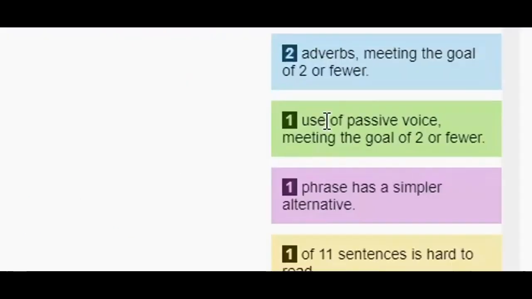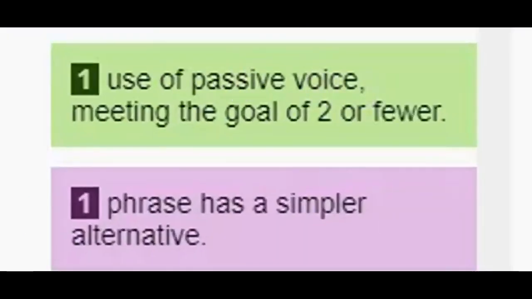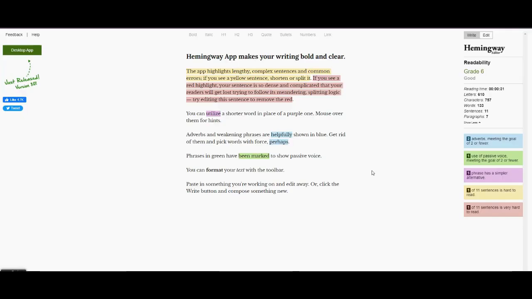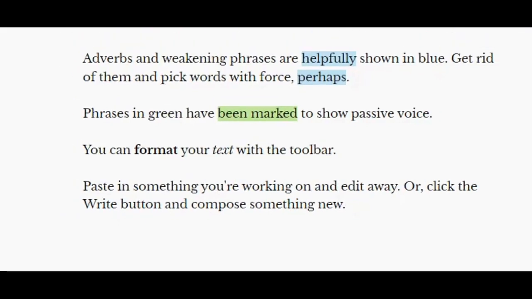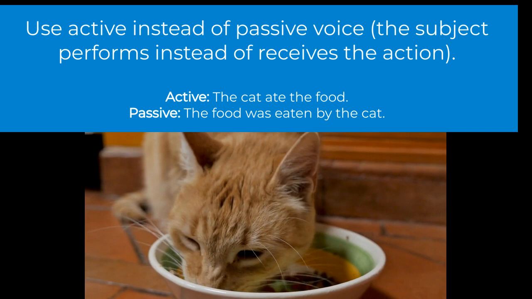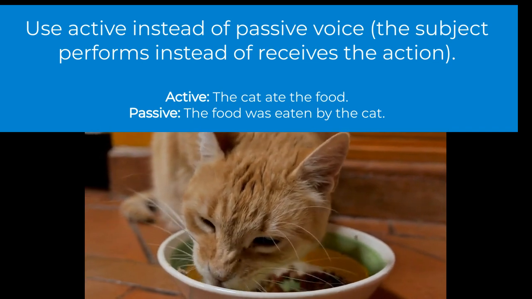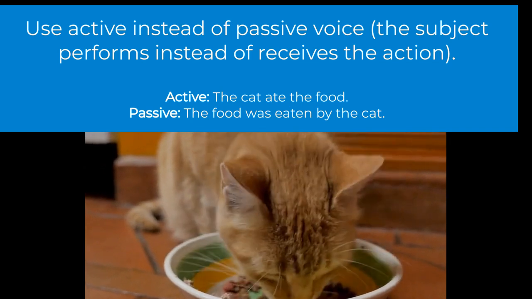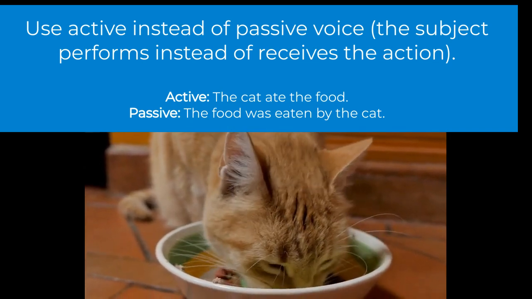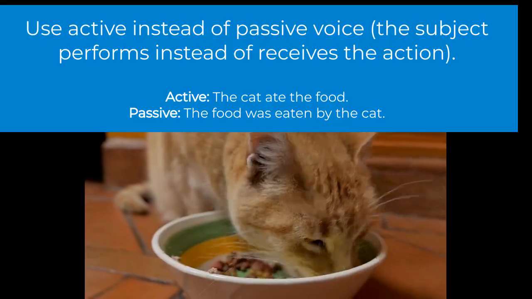Now in green, using passive voice is actually really tricky for folks to understand. And translating this document, it's going to make it a lot harder to translate. So try to avoid the passive voice and use active voice whenever possible. Using active voice means that the subject performs the action instead of receiving the action. For example, it's easier to say, the cat ate the food, rather than the food was eaten by the cat.